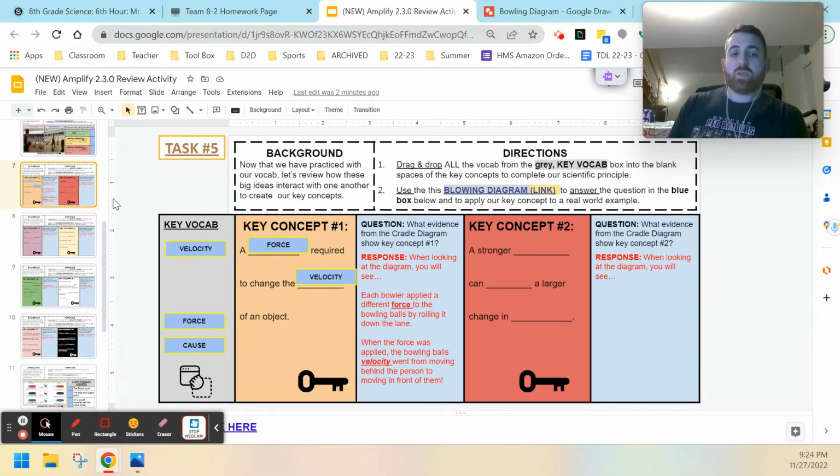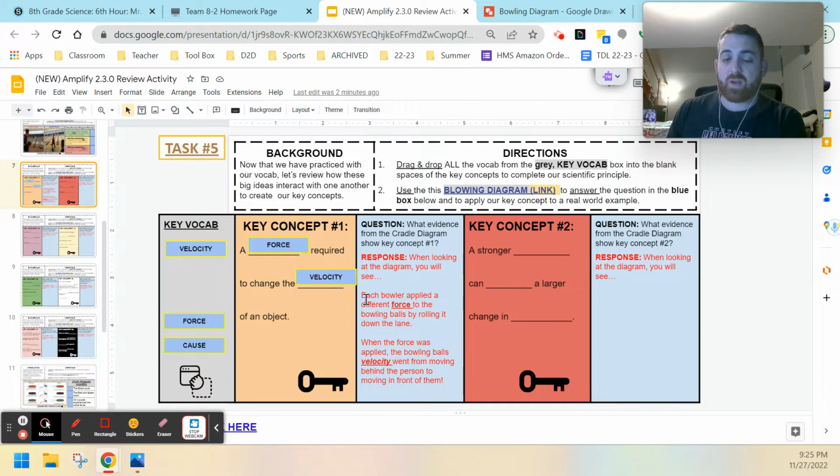So for our key concept, as we know, a force is required to change the velocity of an object. Remember, anytime we recreate our key concepts here, we then need to connect it to something in our diagram. You don't need to connect it to everything, just something. So what evidence from the bowling diagram shows key concept number one?